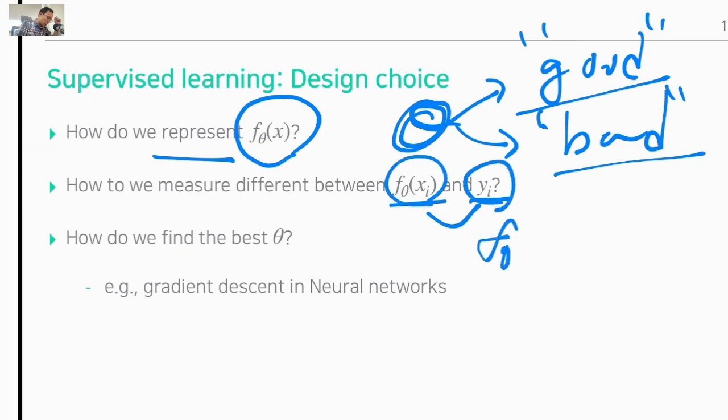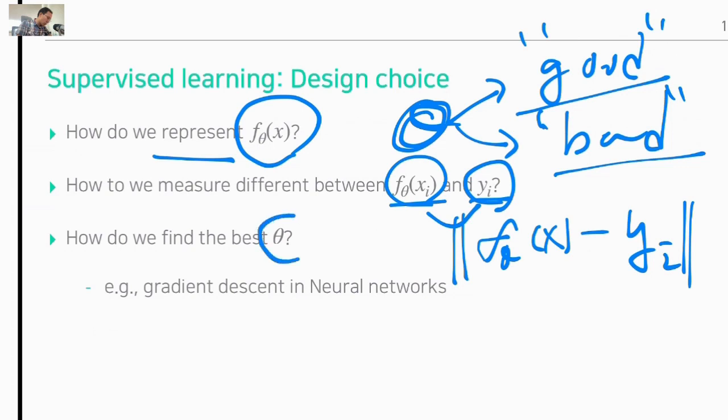What is the easiest way? Just see the difference, right? The absolute difference could be used for the measure. Another thing is how to find the best parameter theta. So that will also be one of the important questions, right?